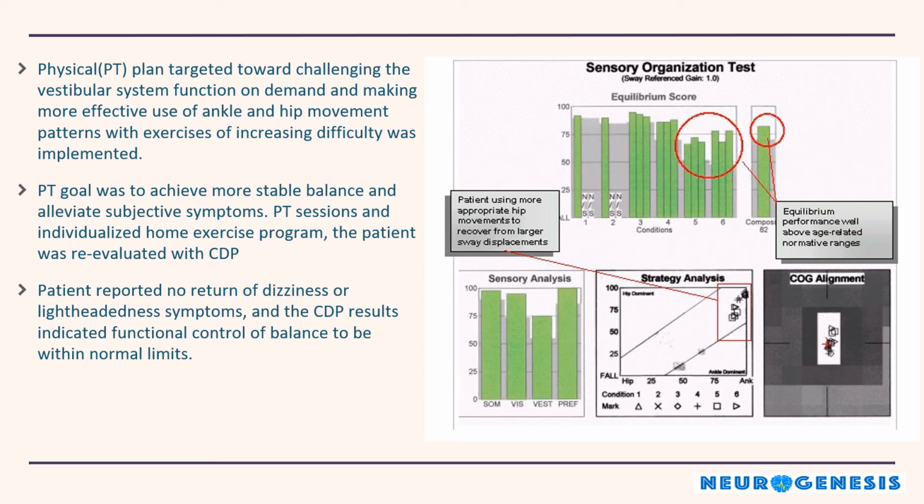And they came after the PT sessions. She also had a home exercise program, and a repeated CDP showed that her levels are now all back to normal. She's found good equilibrium. She's already in the center of gravity. She's maintained alignment, and she's used the strategies of the hip and the ankle well. And she does not have a vestibular component anymore, and she does not have any more dizziness.